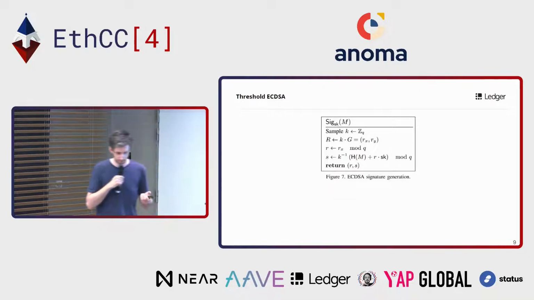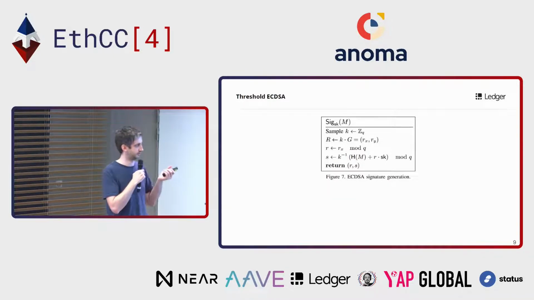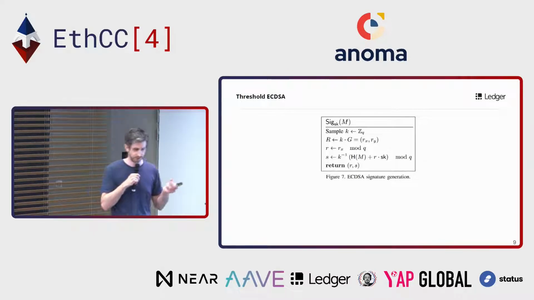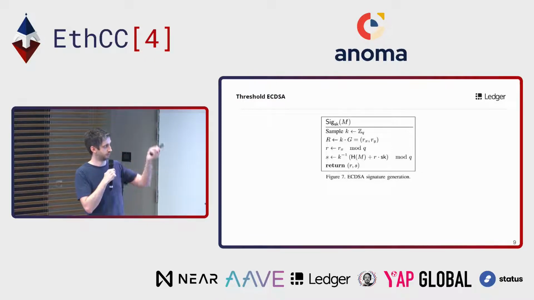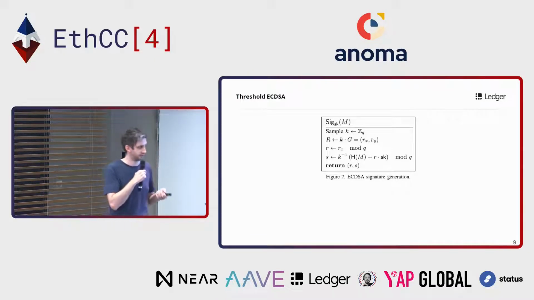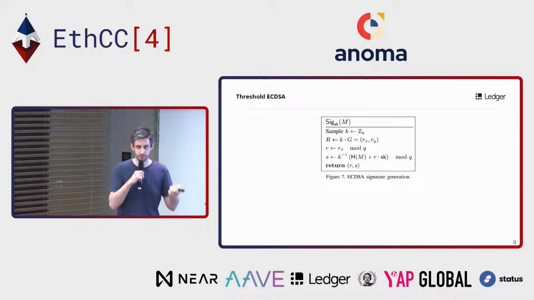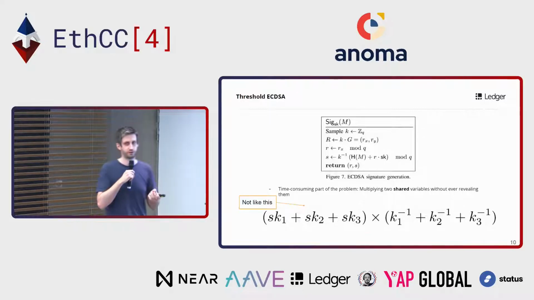Just to give you an idea of the main problem we have here, this is how you generate the ECDSA signature, and this is the only math I'm going to display here. Here we have 2 secret values: for example, the k on the first line, which has to be a random value, and SK on the 4th line, which is your secret key. Now imagine that you want to produce this, but you distributed k and SK among several people. So just to summarize the problem, right?